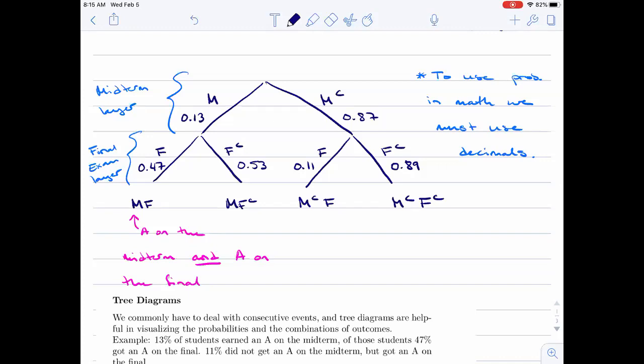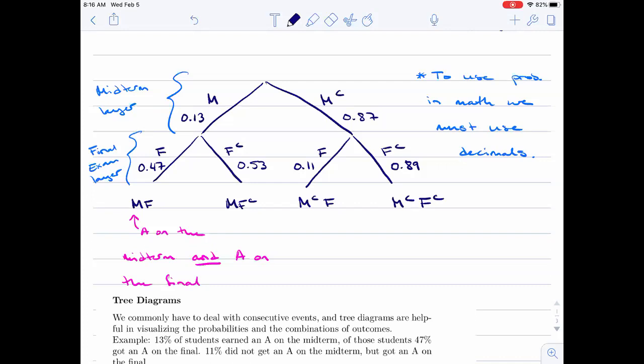What we said last day was, okay, well, what if we're interested in the combinations, right? What's the probability of getting an A on the midterm and an A on the final? To end up at this probability, an A on the midterm and an A on the final, which we can denote by just writing them together. If you're saying and, you're going to be multiplying probabilities. And so the probability of getting an A on the midterm and an A on the final is going to be 0.13 times 0.47.